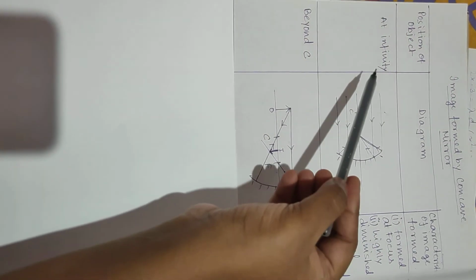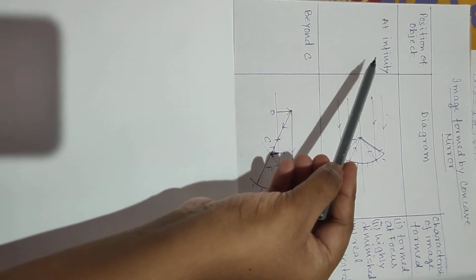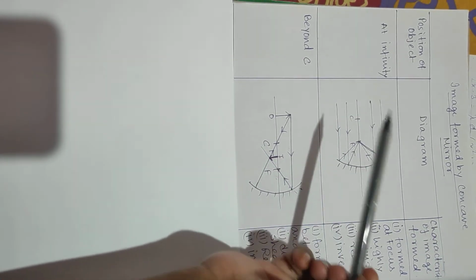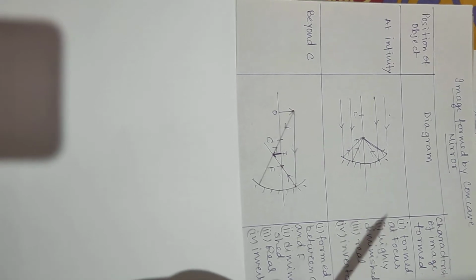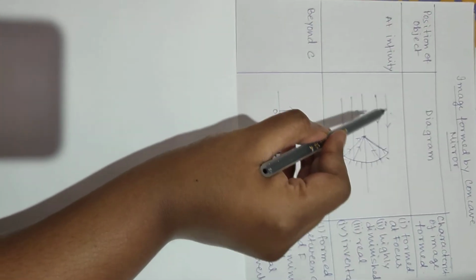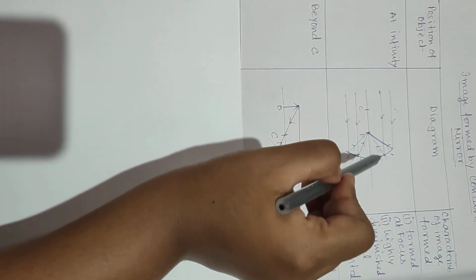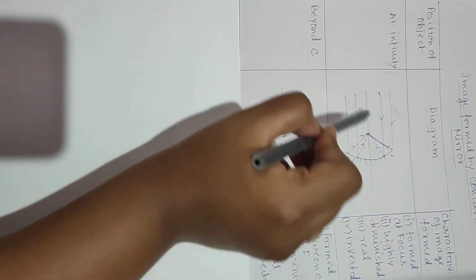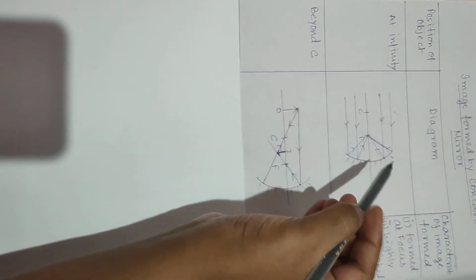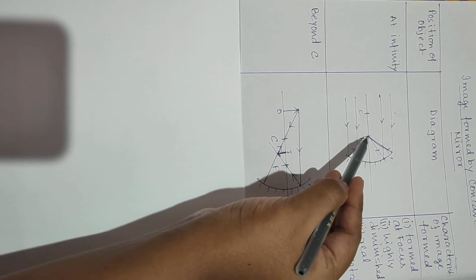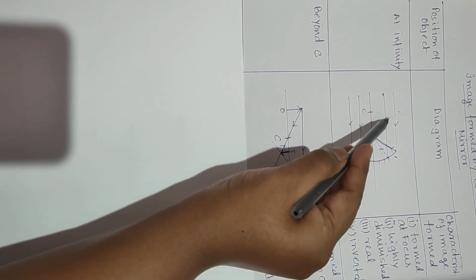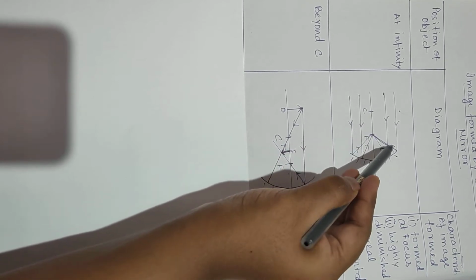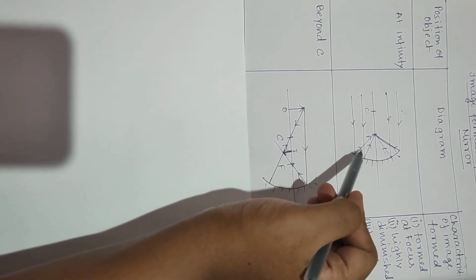Now let's see what happens when the object is at infinity. Now when object is at infinity, we assume that the rays coming from that object are parallel. So all the parallel rays coming from the object, that means these rays are parallel to the principal axis. So after they come from the principal axis, after reflection, they will meet at the focus. So here I have given incoming arrows for incident ray and outgoing arrows for reflected ray.